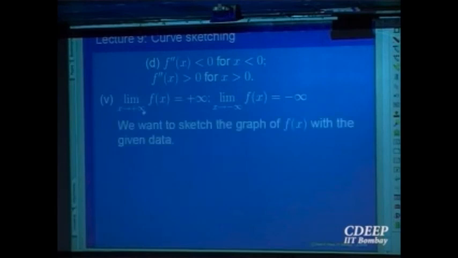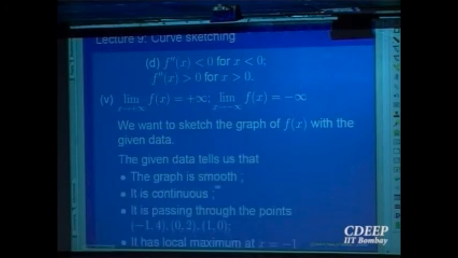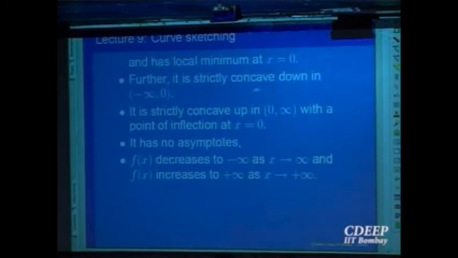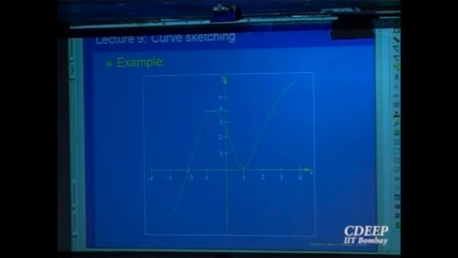So that means that the function goes on increasing and decreasing, and from there we want to deduce the data. So the graph is smooth because the derivative exists. Of course it is continuous, passing through these points. First derivative nature gave you local maxima, minima. And then strictly concave up in that interval, strictly concave down in the other, because second derivative nature was given to you. It has no asymptotes. When you move to the left, it keeps on going down and keeps on going up. So all this gives you a tentative picture of the function without knowing the formula as such, right? So probably one can try to guess what the formula of this should be.